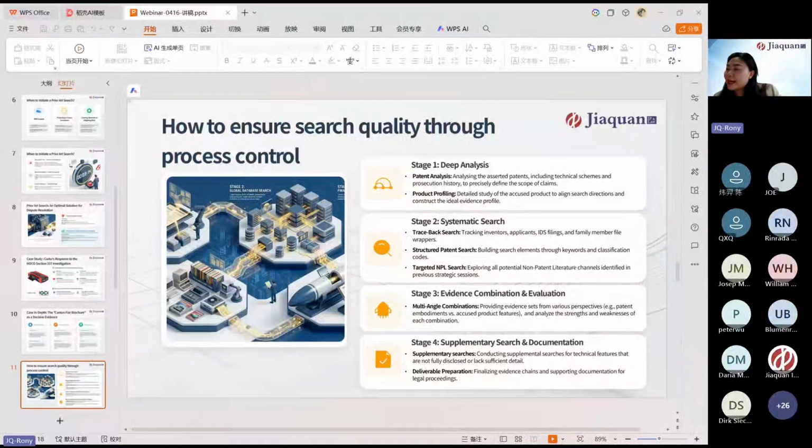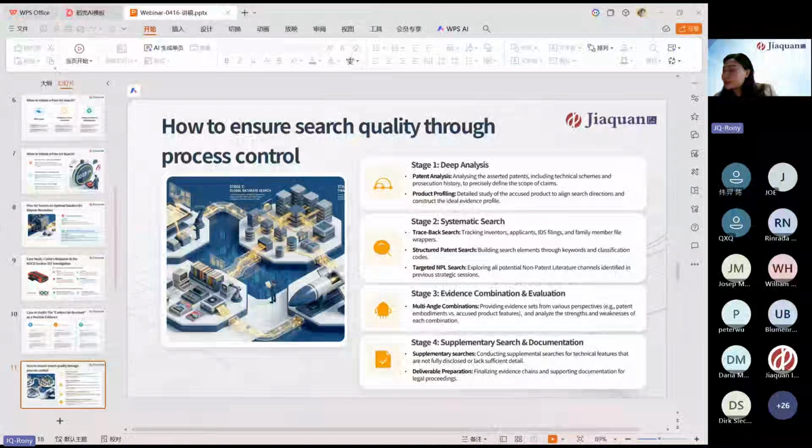Okay, how to conduct a high-quality prior art search? We usually divide it into 4 stages. The first stage is patent analysis, the second is systematic searching, the third is combining and evaluating the retrieved evidence documents, and the fourth is conducting supplementary searches for any missing technical features, followed by document writing and preparation. In the first stage of patent analysis, what we usually do is conduct an in-depth analysis of the technical solution of the patent.